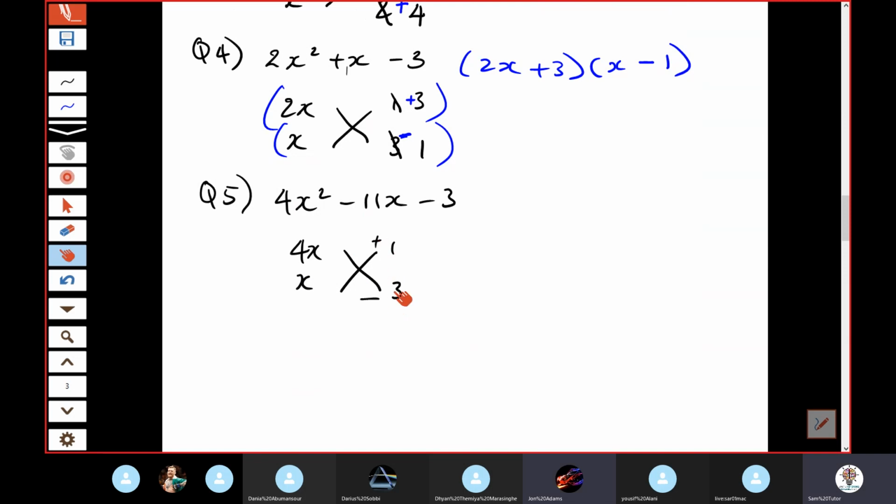All right, Jono? Well done. Let's check it anyway. What's 4x times x? 4x squared. What's 1 times negative 3? That's negative 3. And then negative 12 plus 1, negative 11. Perfect. It is exactly correct. 4x plus 1, x minus 3. Well done, Jono.